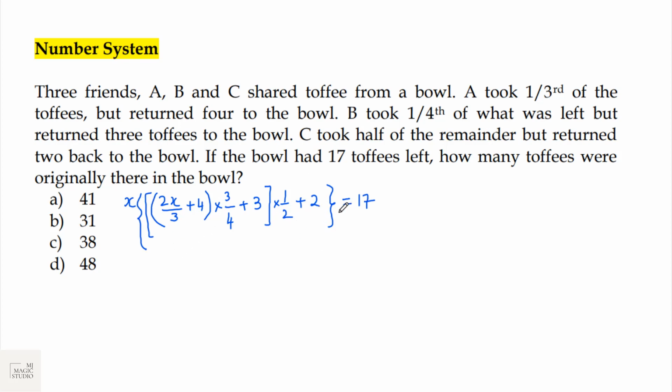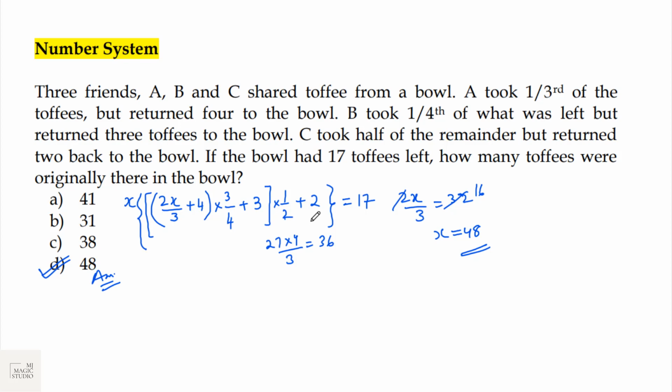17 minus 2 is 15. 15 into 2 is 30. 30 minus 3 is 27. 27 into 4 by 3 is 36. 36 minus 4 is 32. That means 2x by 3 is equal to 32. 32 into 3 by 2 gives 16 times 3. X is equal to 48. 48 toffees were originally there in the bowl. Option D is the pick.